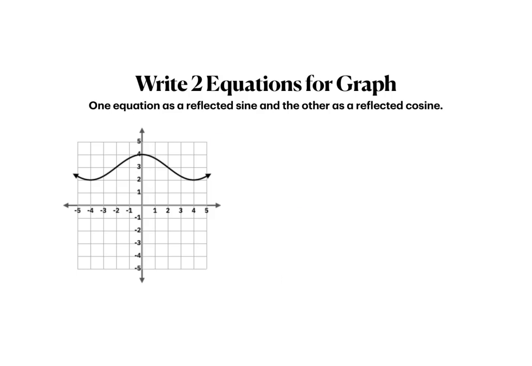So let's try this one. Let's write one equation as a reflected sine, and the other as a reflected cosine. Thinking about what reflected sine looks like, it starts at the x-axis and goes down first. Reflected cosine starts down in amplitude, comes and wraps around. So again, our goal is to fill in the blanks.